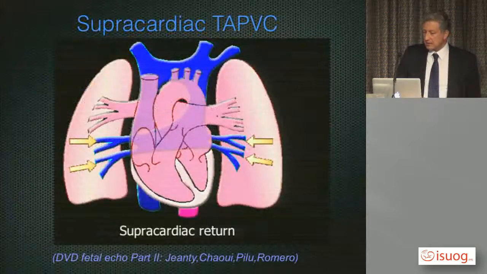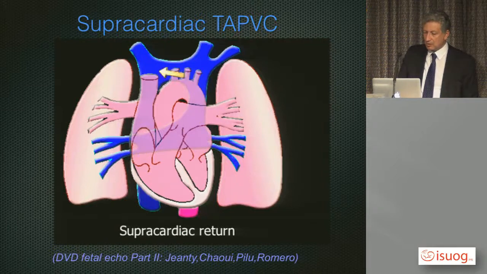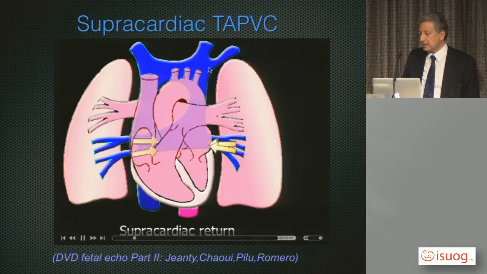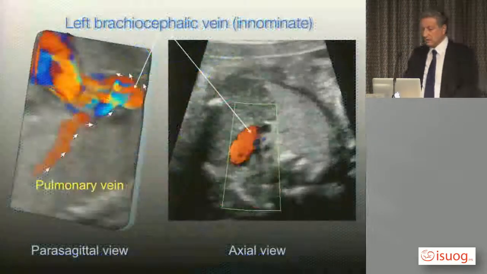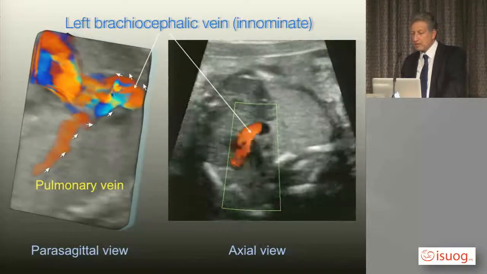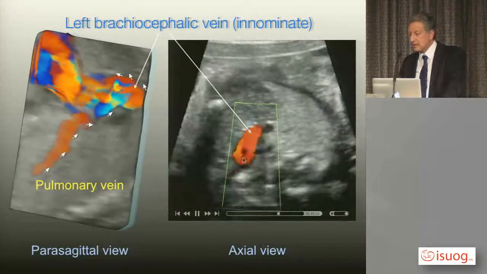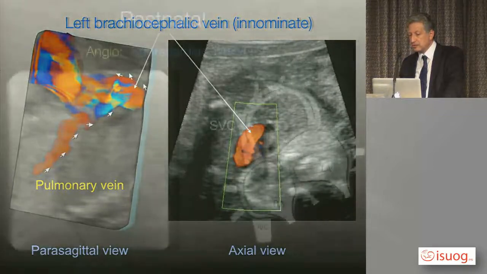So this is here a nice clip done by Jean-Philippe Gentil for our Part 2 DVD, where you see that blood comes from both lungs, goes into the upper vessel, and then leads to the dilation of the brachiocephalic vein. And this is what we see under normal conditions. You see here a longitudinal approach, the pulmonary vein, and this here is the dilated brachiocephalic vein in the upper thorax.